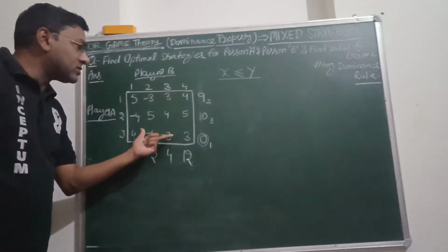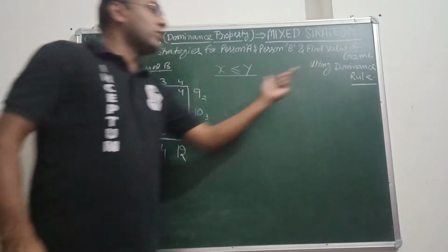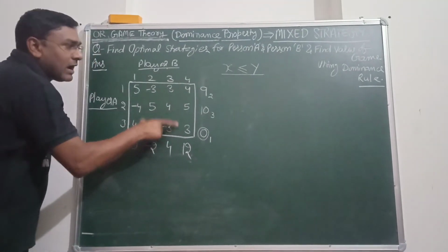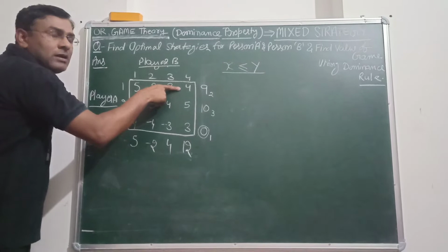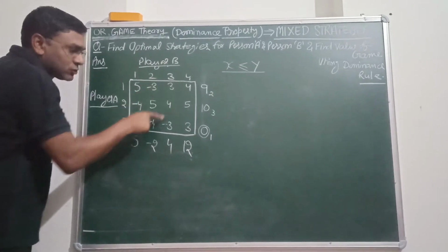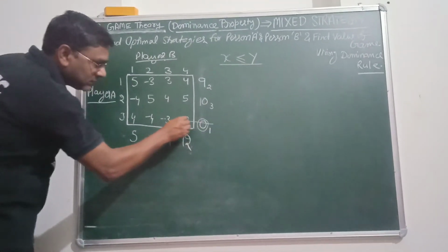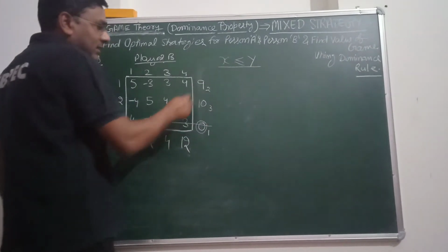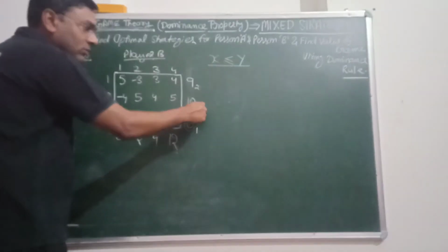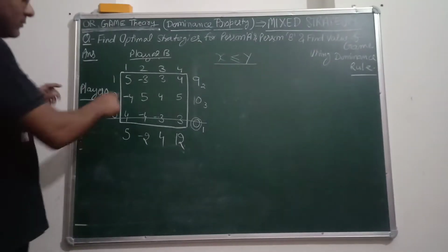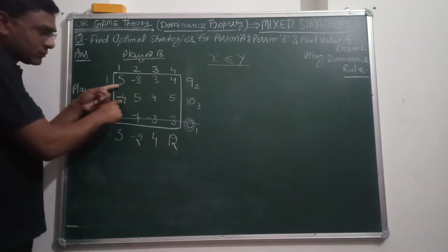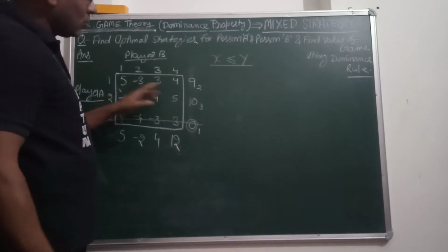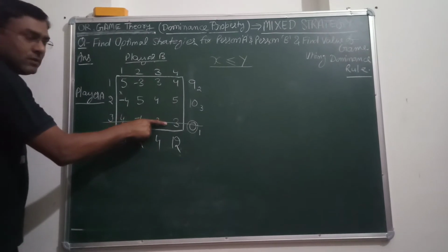So the first rule, that is the dominance rule for rows, is satisfied here, as all the values of row 3 are lesser than that of the values of row 1. So we can eliminate this row. Okay, now moving on, we will compare the second row with the third row. So let us start. 5 is greater than -4, so this condition is not satisfied. Okay, so we can eliminate only one row.